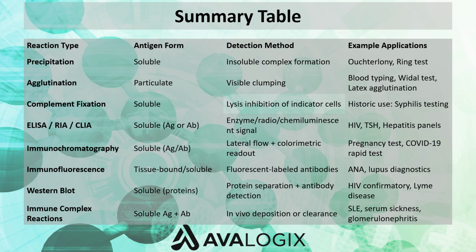Then we have immunofluorescence and Western blotting, which adds spatial or molecular resolution to antigen detection. Immunofluorescence is crucial in autoimmune diseases, while Western blot confirms proteins or antibodies after electrophoresis. Finally, immune complex formation and its clearance, central to understanding type 3 hypersensitivity, have both pathological, SLE, serum sickness, and physiological relevance. This table is a compact way to study before exams and also helps you choose appropriate diagnostic tests in a clinical setting. Don't just memorize, try to understand the principles behind each.